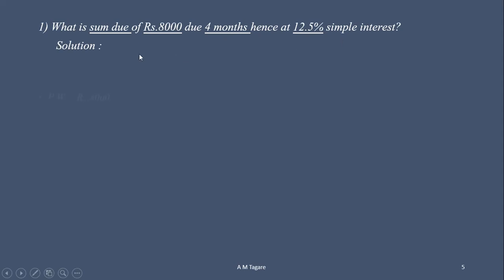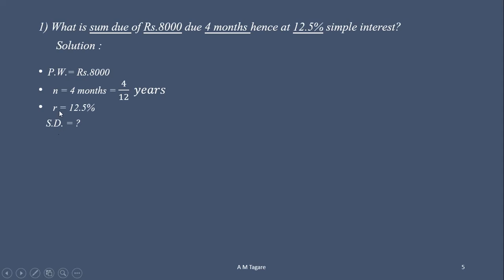So first we list the given things. Present worth rupees 8,000 and it is given 4 months. So be careful while using the value of N. Here 4 months. We have to convert these months into years, 4 upon 12 years. Now rate of interest R, it is given 12.5%. And we want to find sum due.